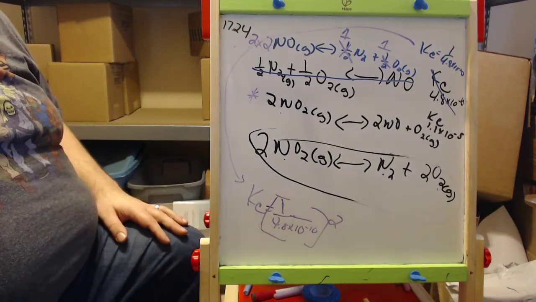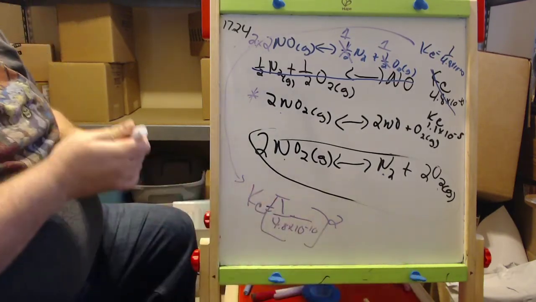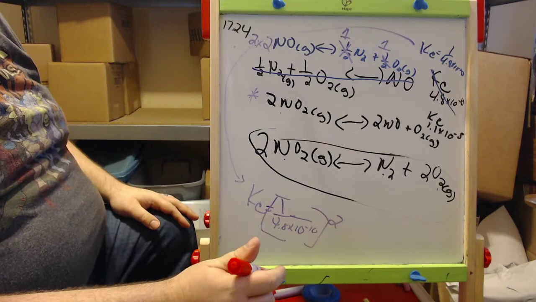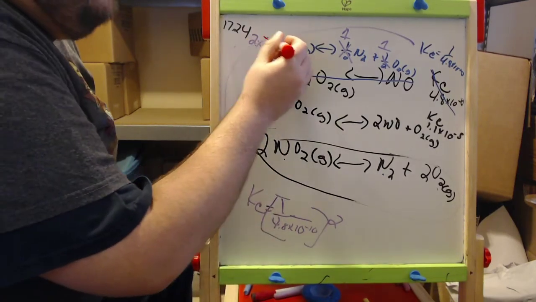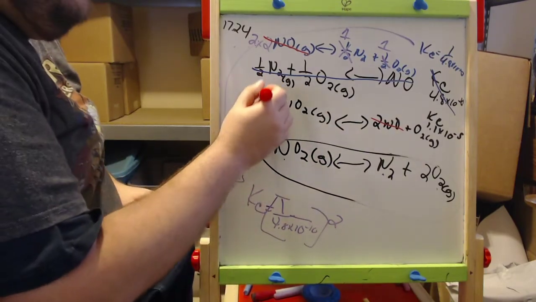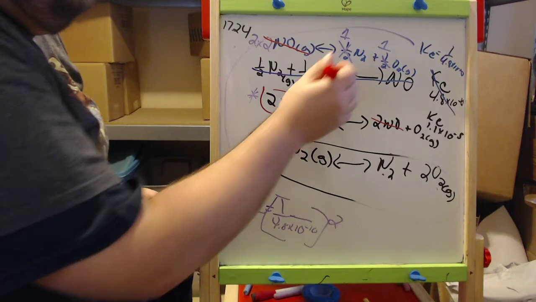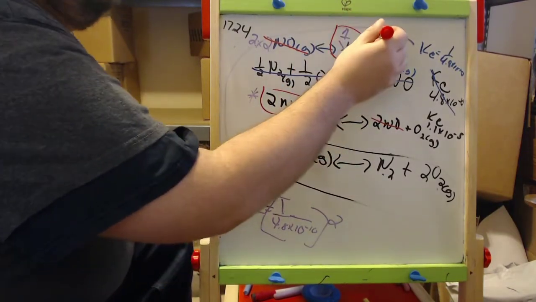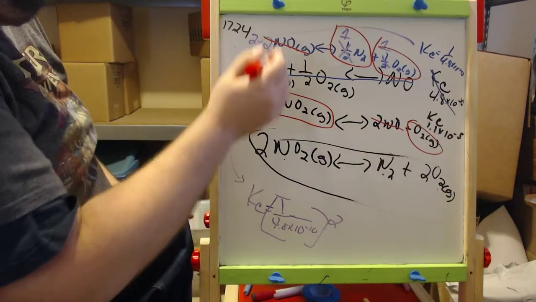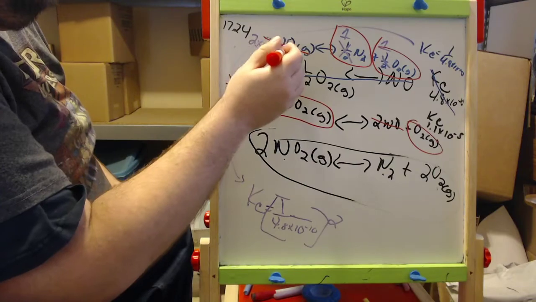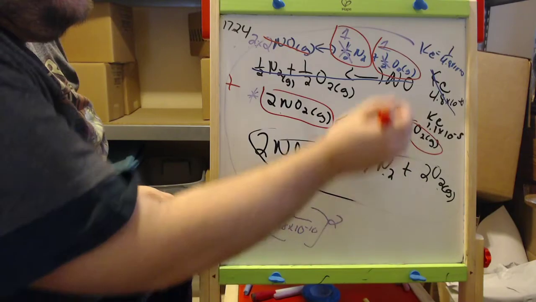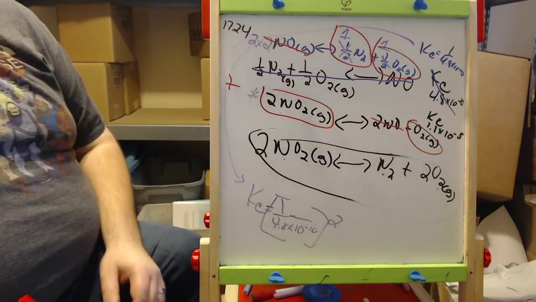Now, we need to cross things out that could get crossed out. Well, the only thing that could get crossed out is the two NOs, which is good because we don't need them. So what are we left with? We're left with two NO2s, that's good. We're left with one N2, that's good. We're left with one O2 in here and one O2 down here. So if we added these equations together, 2 NO2 on the reactant side, 1 N2 on the product side, 1 plus 1, 2 O2s.